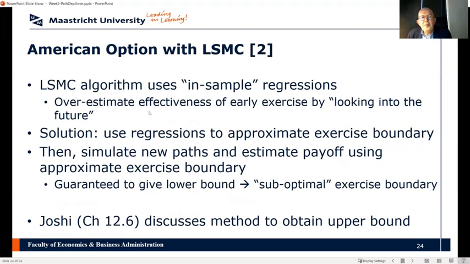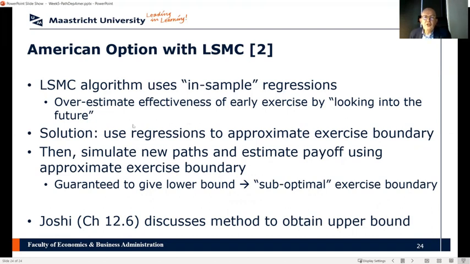There is a slight problem with least squares Monte Carlo, that you are using these in-sample regressions, and you are basically using a little bit of information from the future. So you are overestimating the effectiveness of your early exercise because you are a little bit looking into the future, because you keep reusing the same set of sample paths to do all these regressions. This is not a big problem in reality, but it can sometimes be a little bit of a problem.